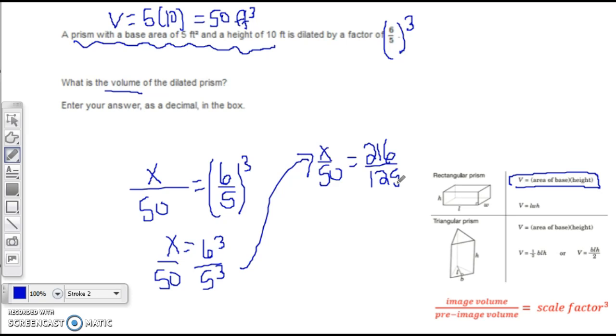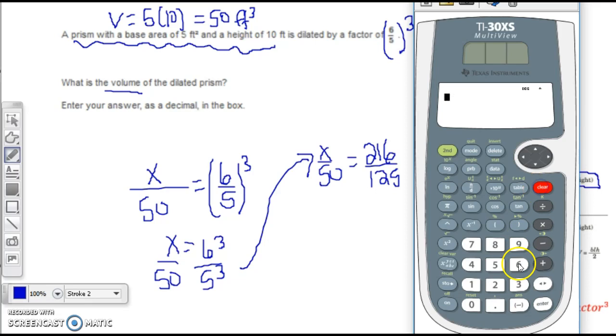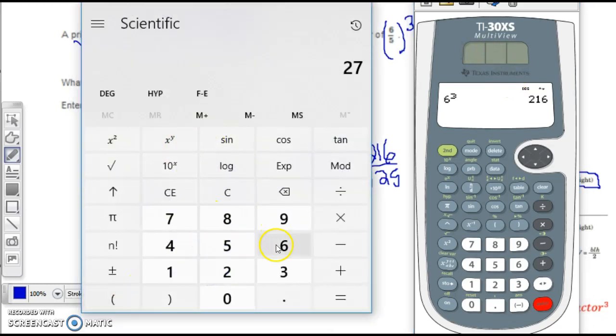Now remember, if you can't remember that, you don't have to. You just type it in your calculator. Use that up arrow. Let me show you the calculator real quick, just in case. So 6 and then up arrow raised to the third would give you 216. And if you're using a computer calculator, then you would do 6 and then this button raised to the third.